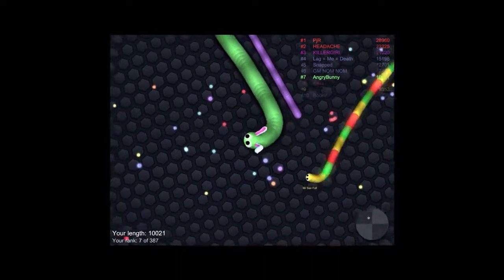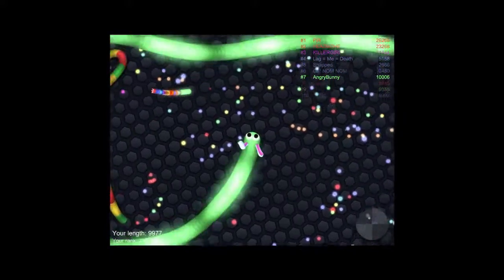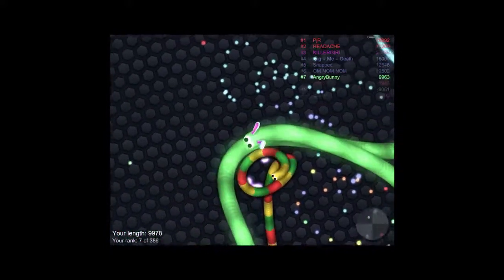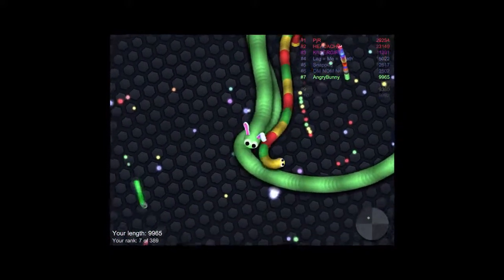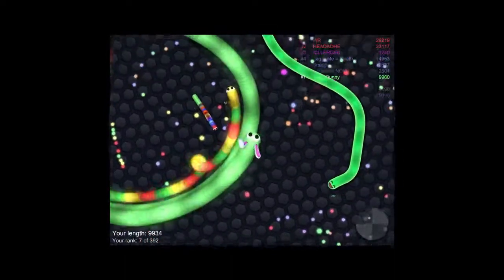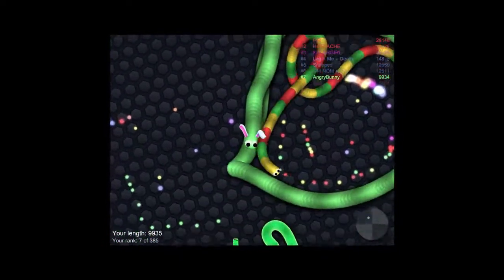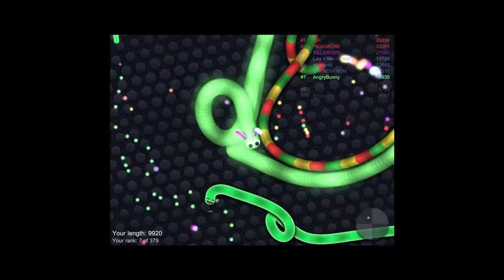Last, I want to show just how dangerous circling can be. In this clip, I did not want to let go of the snake that I had captured. I did every trick in the book to try to keep my prey. I did get him in the end, but ultimately paid with my life right after. I shouldn't have been so greedy.